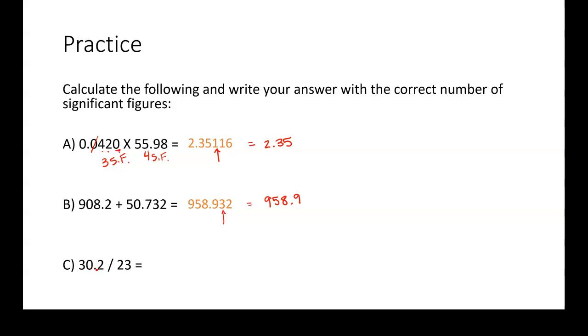And then 30.2 divided by 23. When I put that in my calculator, I get a long number, lots of digits, so I just typed in the first few. And I see that this one only has 2 sig figs, so I need to have only 2 sig figs in my answer. So I'm going to keep these 2. This is my uncertainty digit, and it's a 1, so I round this to 1.3.